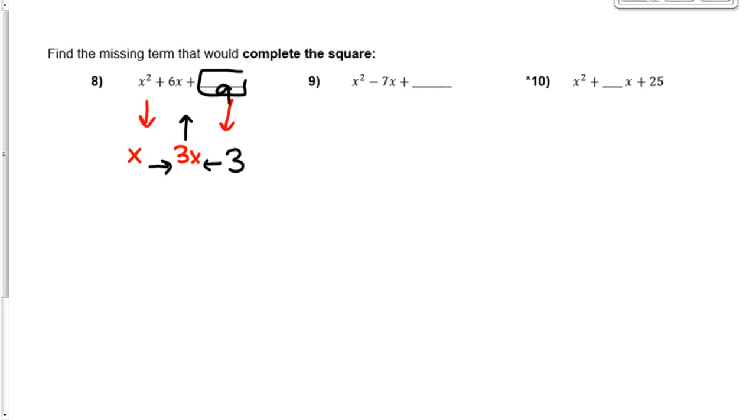Sorry, my 9 didn't end up in the box. Let's see if I can do that a little bit better. Oh, I went too high. Oh well. So let's try that again.